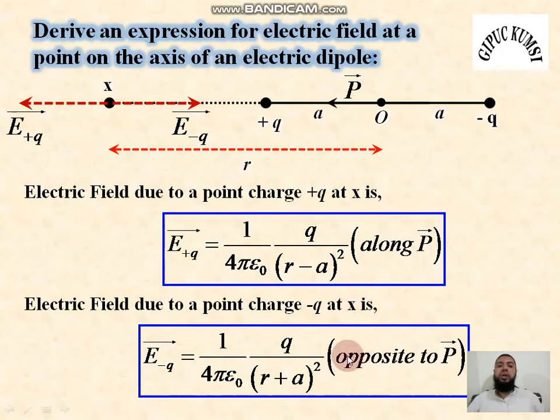It is opposite to dipole moment. Then what is the total electric field at the point x?